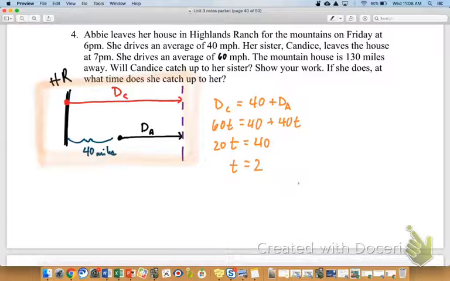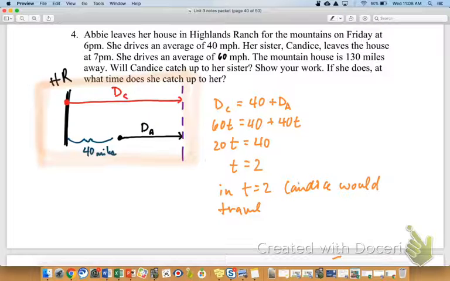It would take her 2 hours to catch up. So then if we think about this, in 2 hours, wouldn't have Candace got, so I'll just write it up here. In 2 hours, Candace would travel how far?